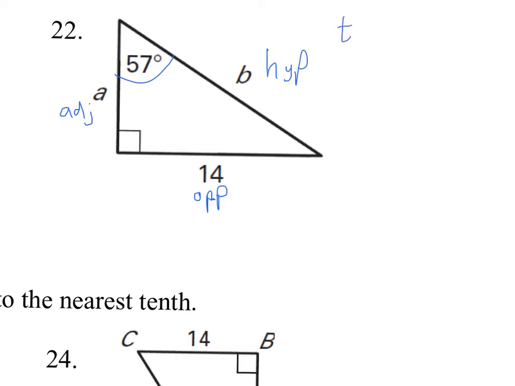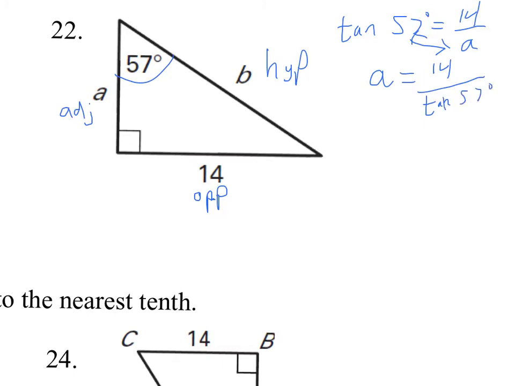So I'll go ahead and start off with tangent 57. And that's opposite over adjacent, so 14 over a. Since a is on the bottom, we'll make this switch. And we'll have a equals 14 over tangent 57 degrees. All right, and we'll go ahead and type that in. And I get approximately 9.1.